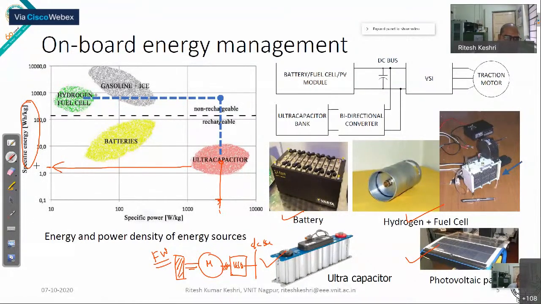What does that mean? If you have a high energy source, then you can run your vehicle for a long duration. Because these sources are able to give you a nominal current, say 20 amperes, maybe for hours, 2 hours, 3 hours, 5 hours like this. Okay?